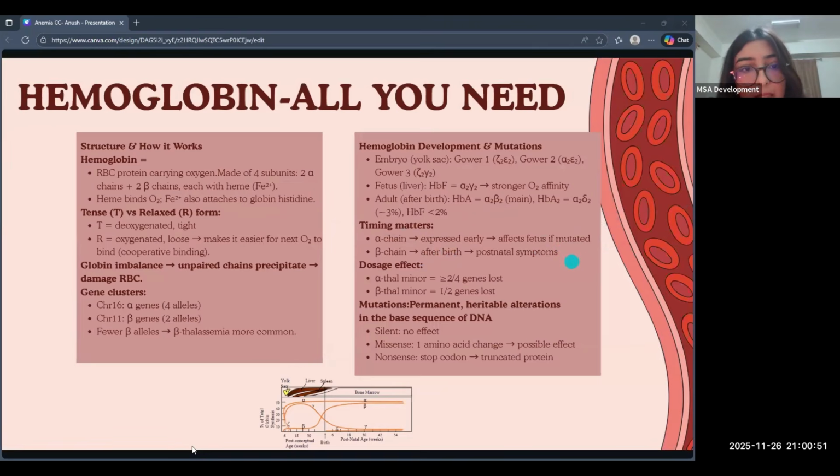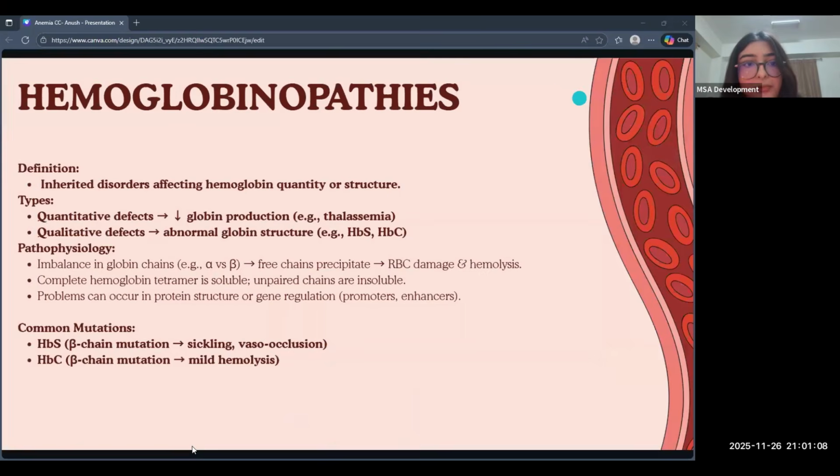Now, let's talk about mutations. So mutations are just alterations in the base sequence, and there are different types of mutations. Silent mutations causing no effect, missense, which means one is changed only and it can possibly affect, and then nonsense causing a truncated protein.